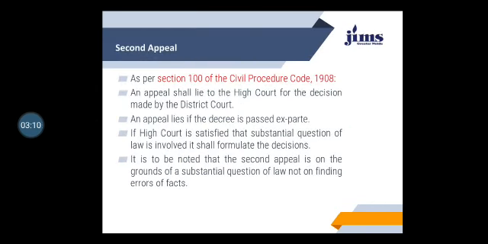Now the concept of second appeal. Section 100 of Code of Civil Procedure 1908 talks about the concept of second appeal. As per Section 100 CPC 1908, an appeal shall lie to the High Court from the decision made by the District Court. An appeal lies even if the decree is passed ex parte, if the High Court is satisfied that a substantial question of law is involved in it, and it shall formulate the question.